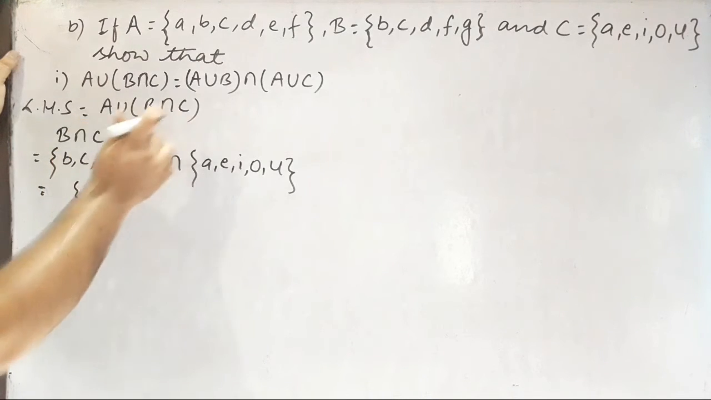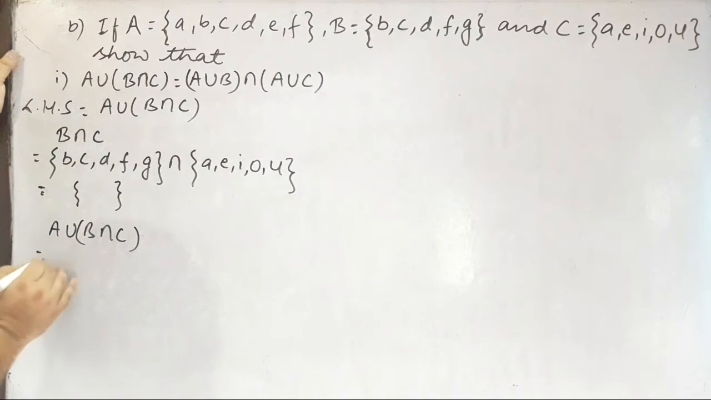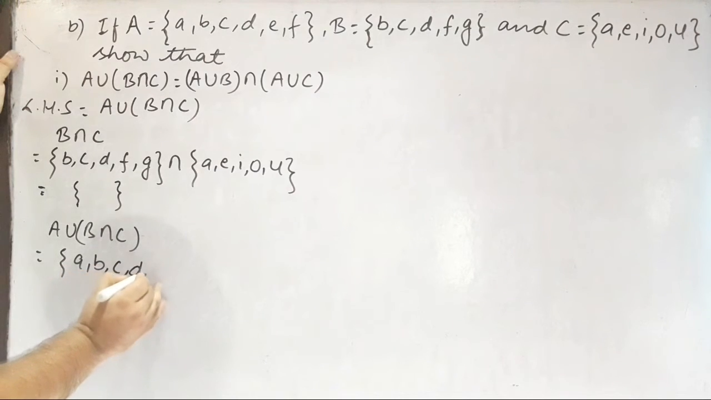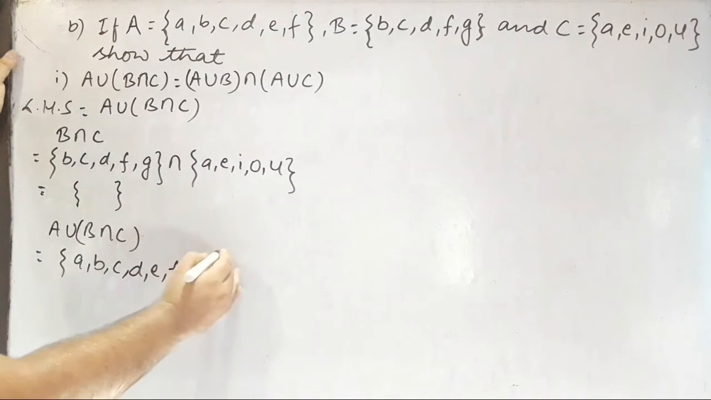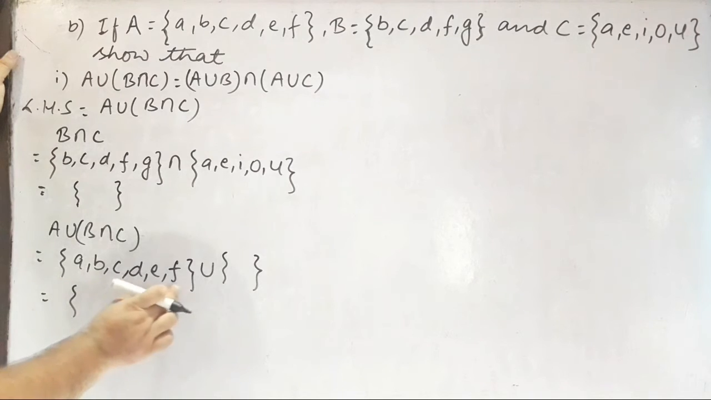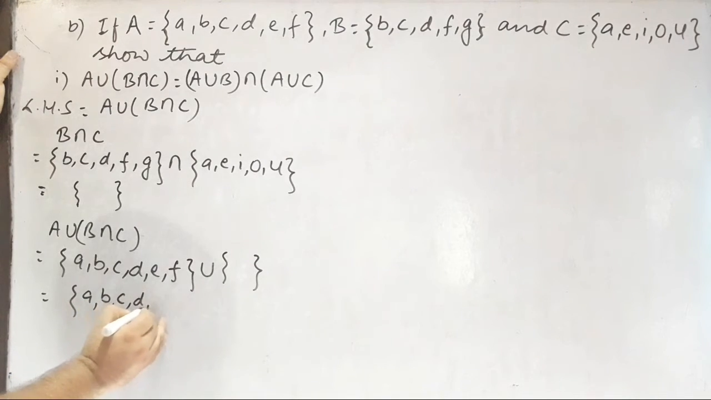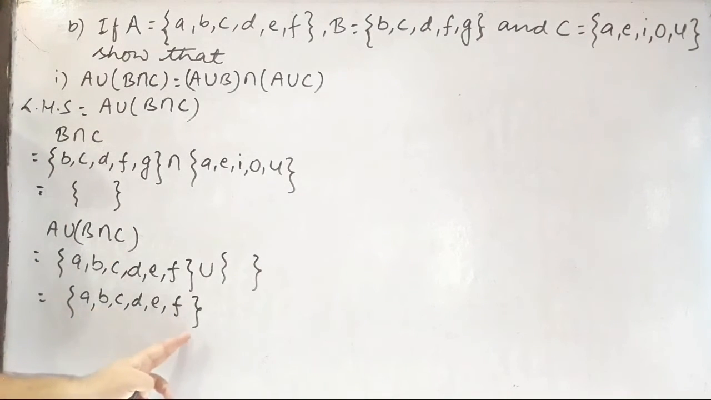Now A union (B intersection C). A union (B intersection C) equals the elements of set A, B, C, D, E, F, union (B intersection C), which we have got as the empty set. Now, in the combination of these elements and these elements, there are no additional elements, so we shall write down only these elements A, B, C, D, E, F. So A union (B intersection C) gives A, B, C, D, E, F.